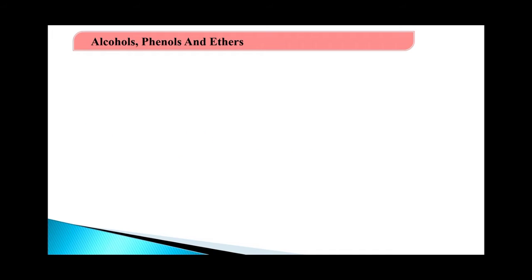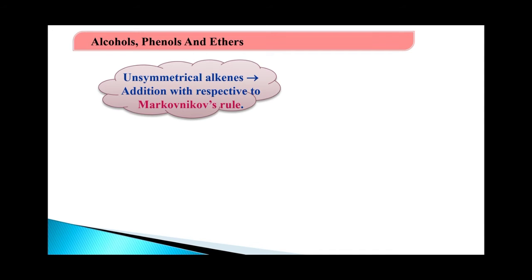But what about the unsymmetrical alkene? If you have the unsymmetrical alkene, addition is going to take place with respect to Markovnikov's rule. Already you have studied what Markovnikov's rule is. The positive part of the adding atom goes and attacks the least substituted carbon.